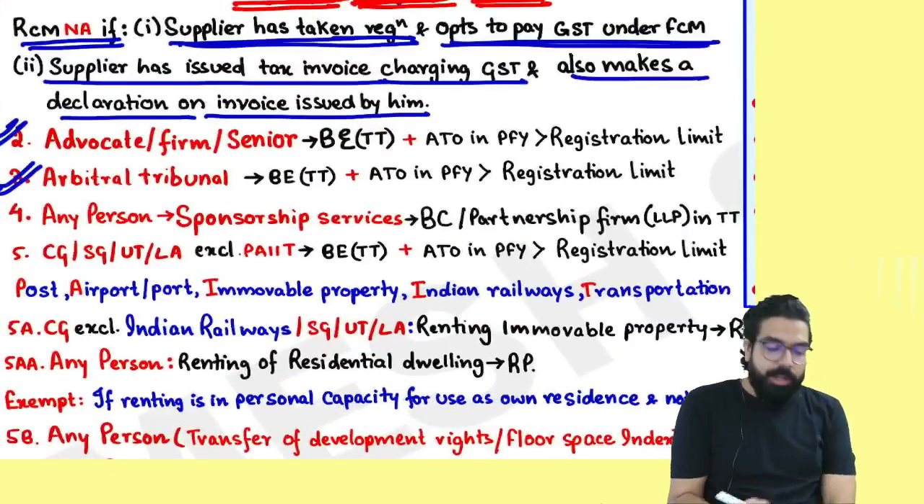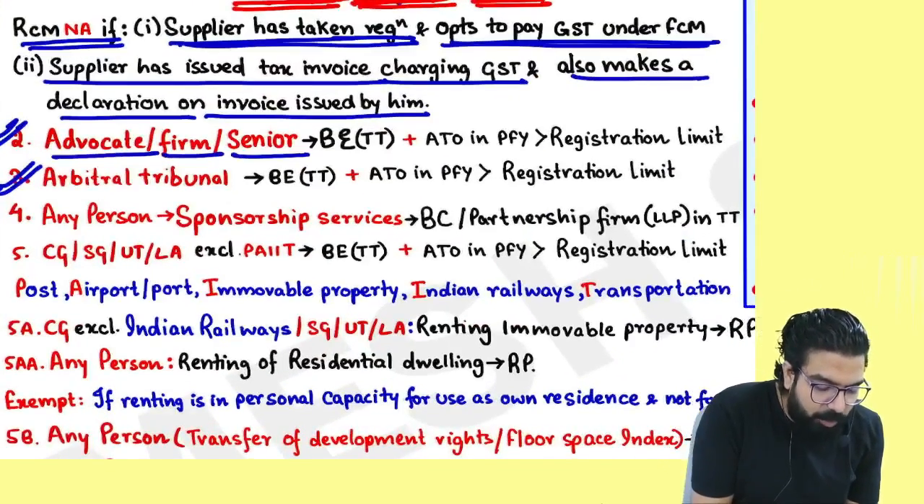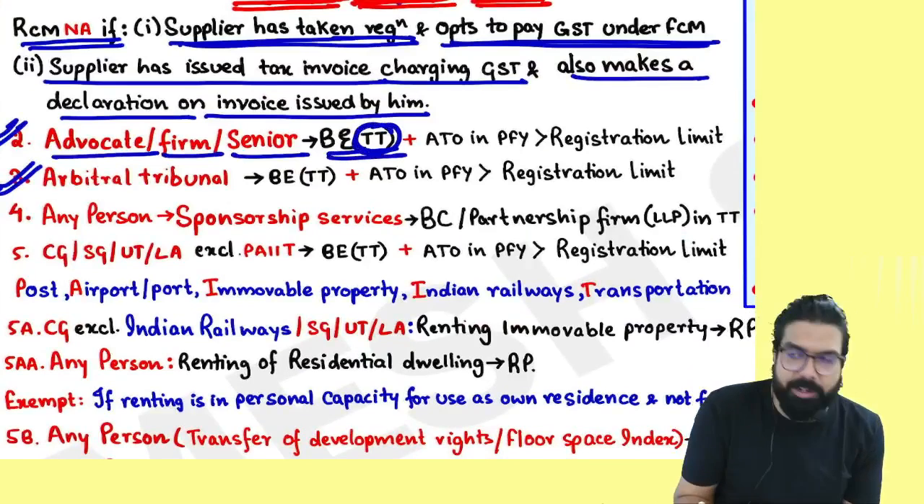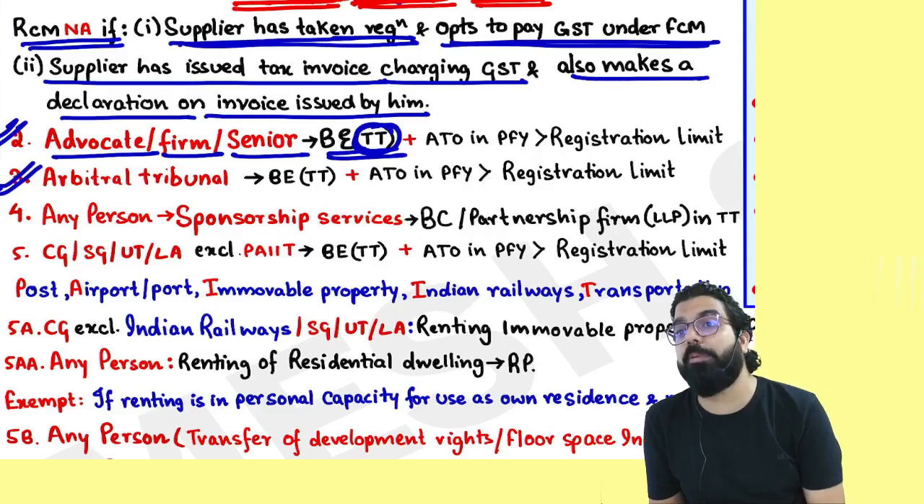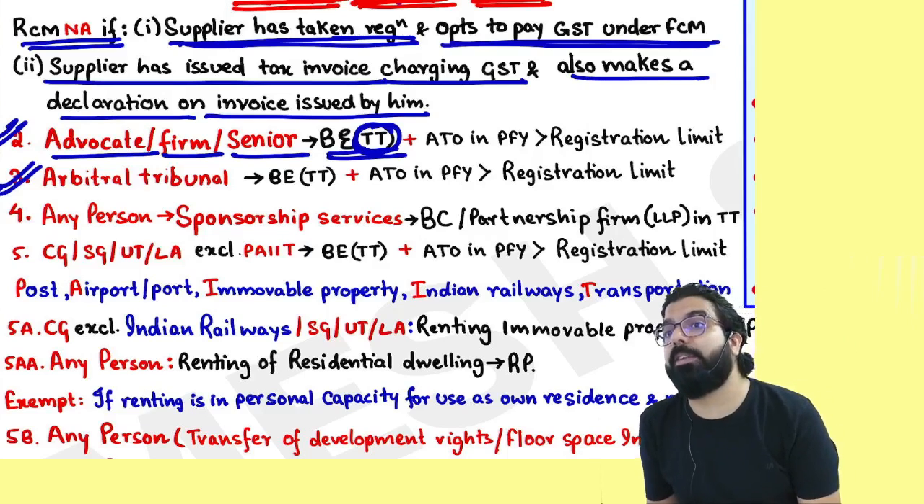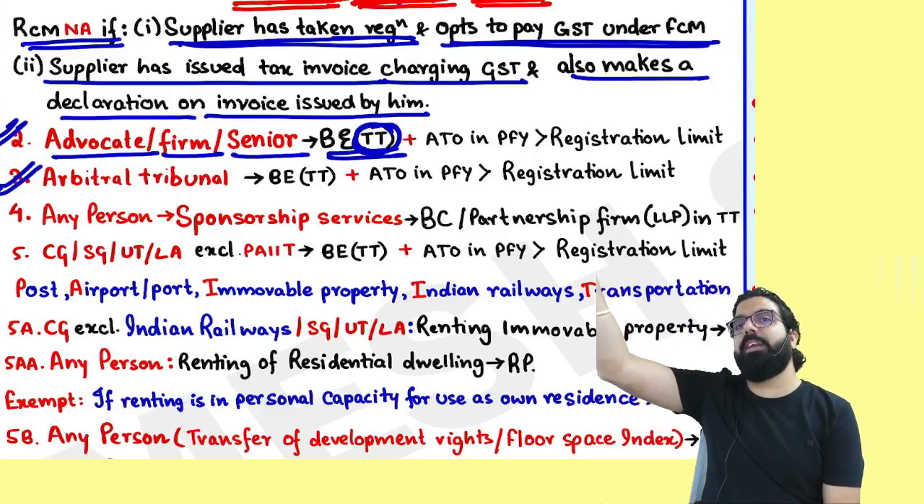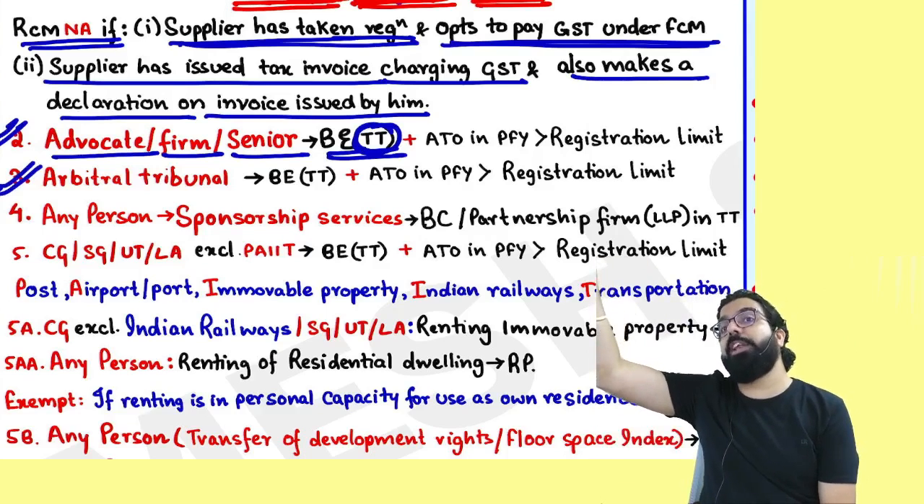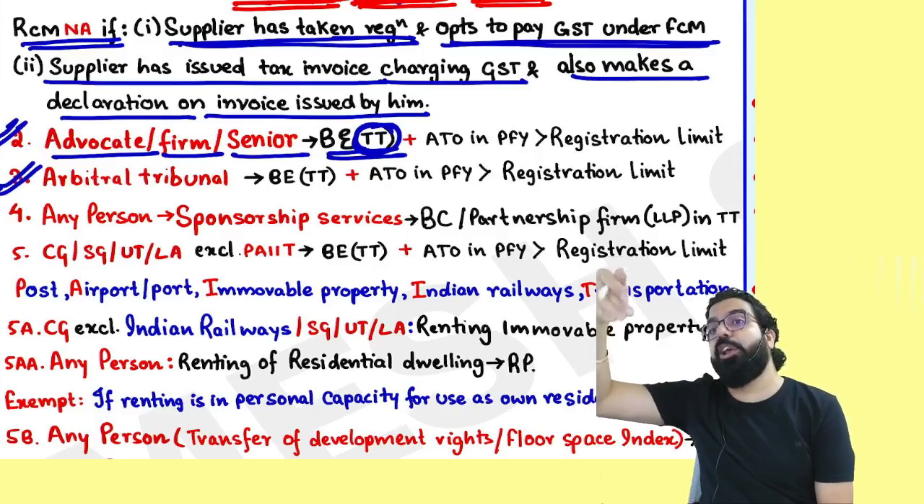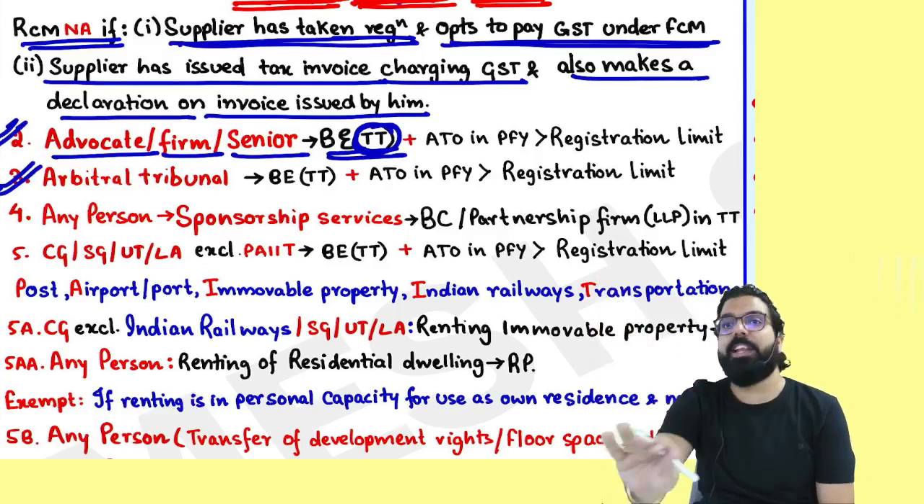Everyone over here, it says advocate, firm of advocate, senior advocate. Given to whom? Business entity in the taxable territory. People, if it is given to whom, everyone? Business entity in the taxable territory. Why are they not talking about non-taxable territory? Because if you give to a business entity outside India, do you think the business entity outside India will come to India, take registration and pay GST under RCM? That is why they are not telling.